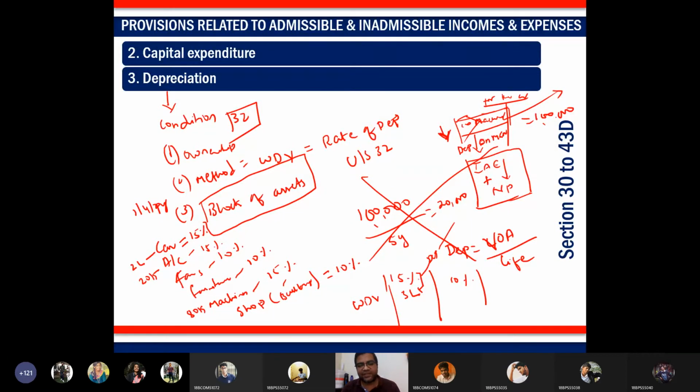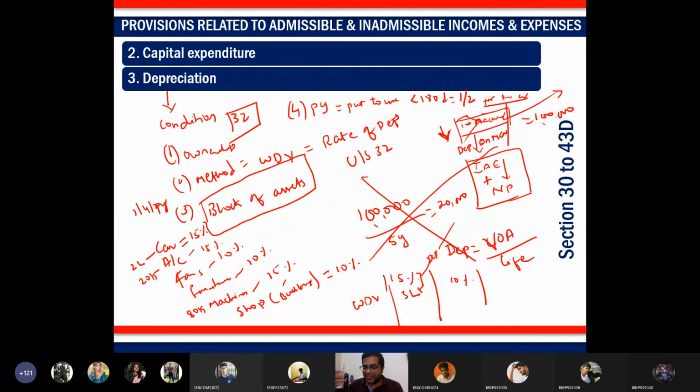Point number 3, depreciation is not charged on individual assets, but rather on blocks of assets. I hope you are clear about some of the important provisions related to depreciation. Now, the final and last important point to remember is that if the asset is purchased in the previous year and is put to use for less than 180 days, then we charge half depreciation.